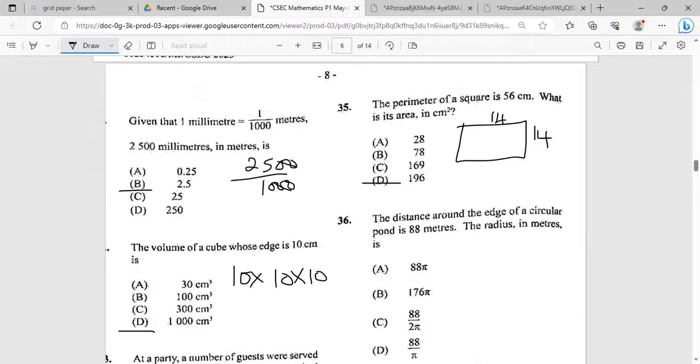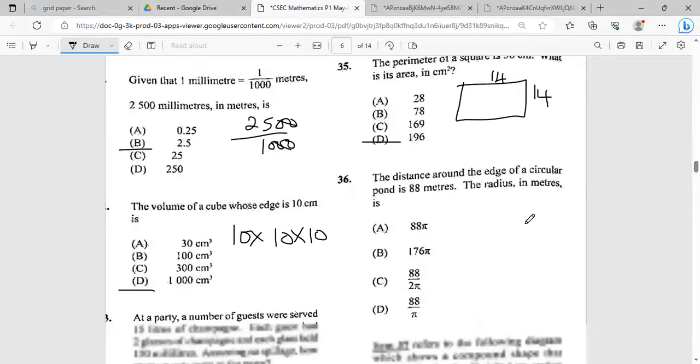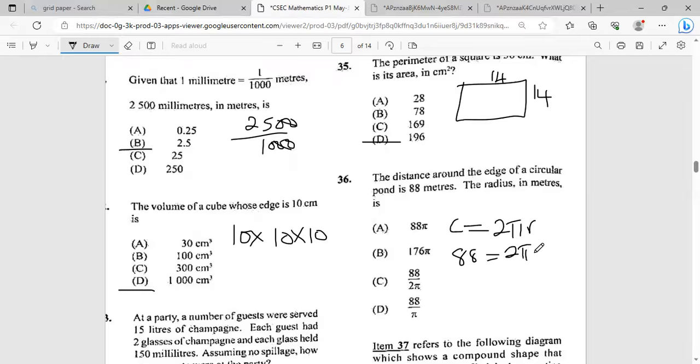The distance around the edge of a circular pond is 88 meters. So what we know is that C is equal to 2 pi r. We've done this many times. C works out to 88 because they give you that. They give you the 2 pi r. Let me do this step by step, guys. And you're solving for r, so you divide by 2 pi. We did this numerous times.